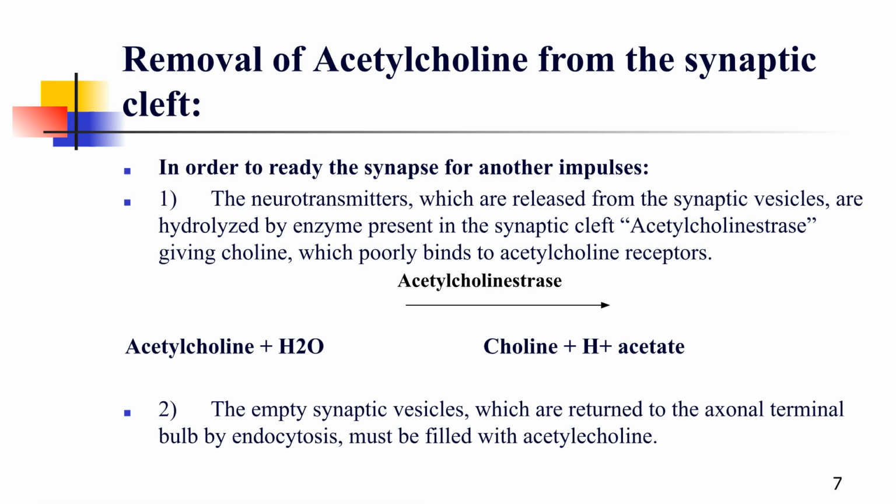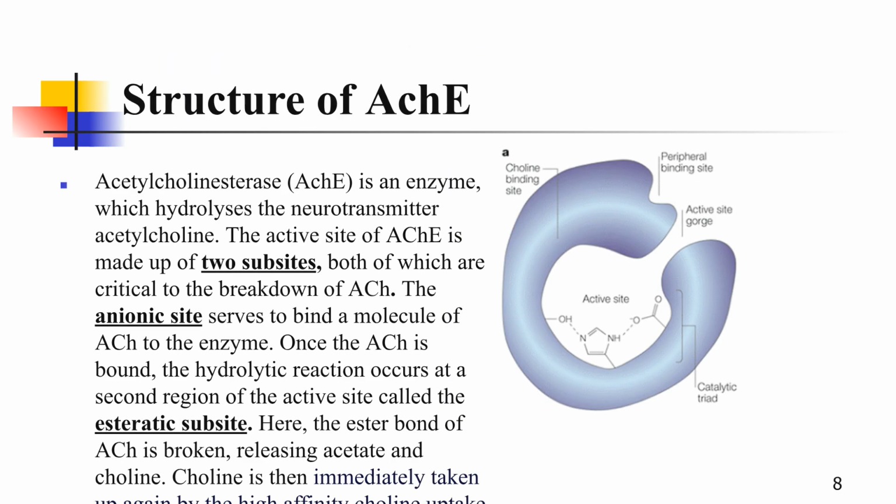To prepare the synapse for another impulse, neurotransmitters are hydrolyzed by the enzyme acetylcholinesterase in the synaptic cleft. This produces choline, which poorly binds to acetylcholine receptors. Additionally, empty synaptic vesicles are returned to the terminal bulb by endocytosis to be refilled with acetylcholine.